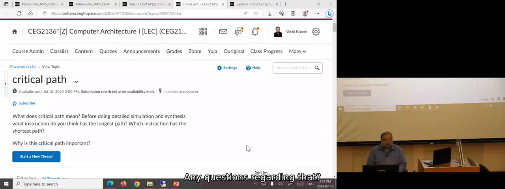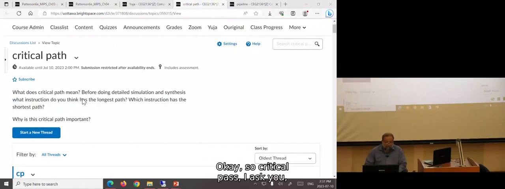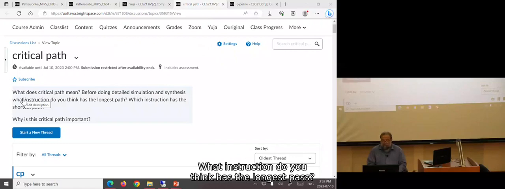Any questions regarding that? Actually, we had two reflections. One of them was about critical path, the other was about pipeline. So we can read them. Okay, so critical path. I ask you, what does critical path mean? Before doing detailed simulation and synthesis, what instruction do you think has the longest path? Which instruction has the shortest path? Why is the critical path important?